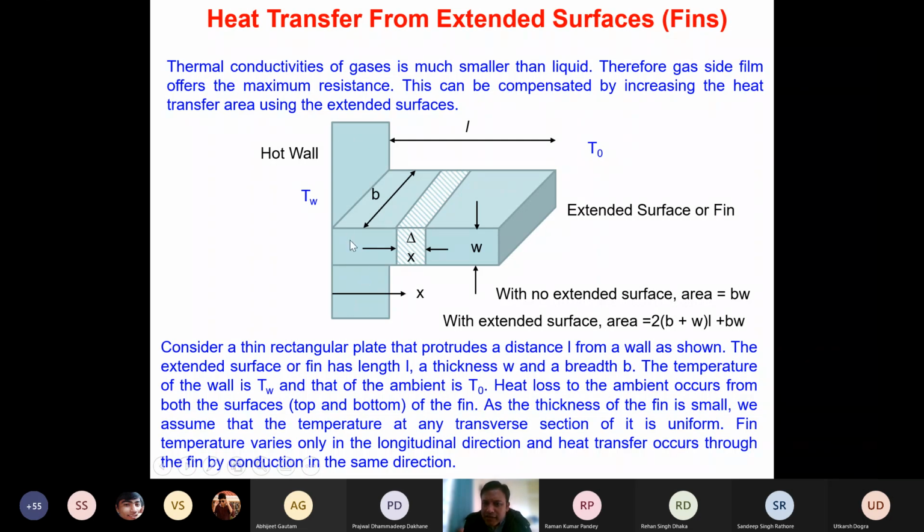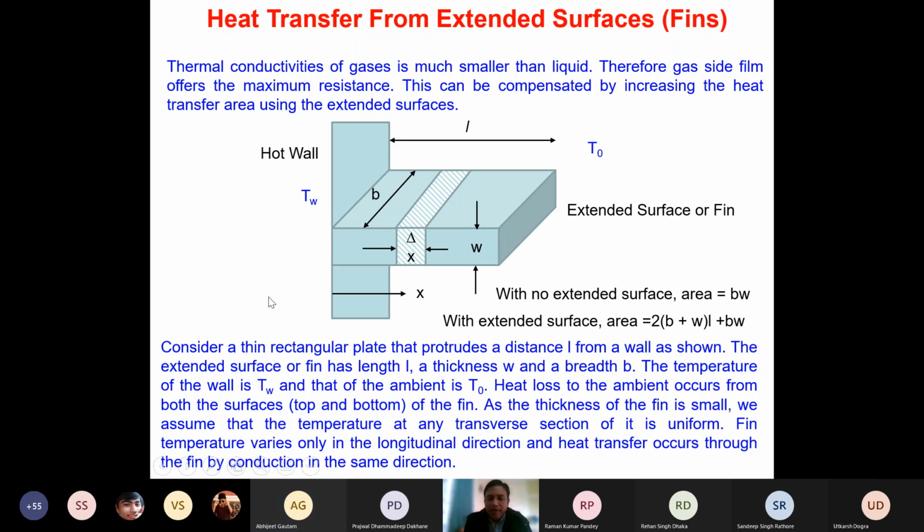So by increasing this extended surface area, I will have more heat dissipation by convection, and because of that I can cool this wall much faster compared to if I don't use the extended surface. With this extended surface I can cool this base surface much faster. Do you all agree? Yes, sir. Okay.